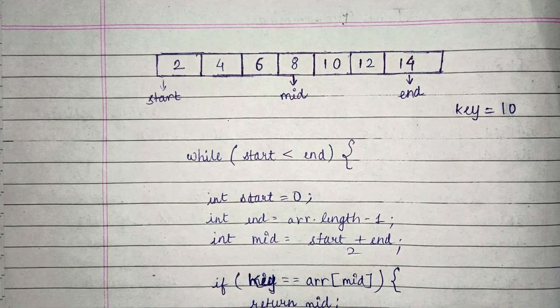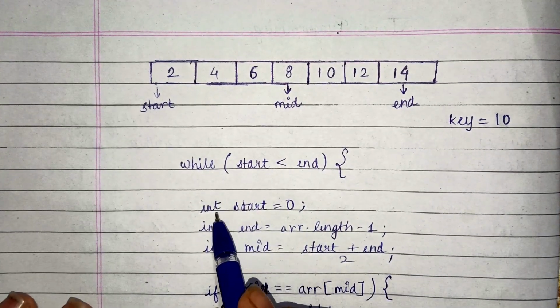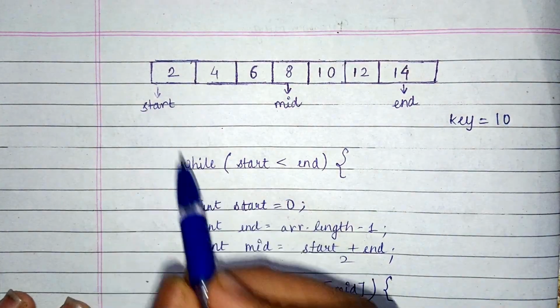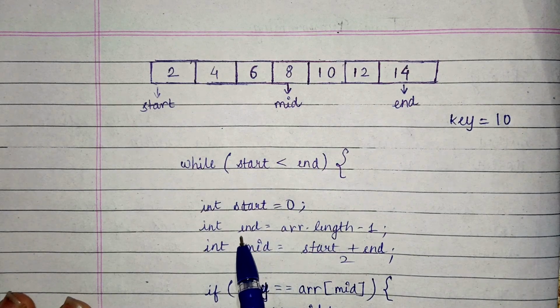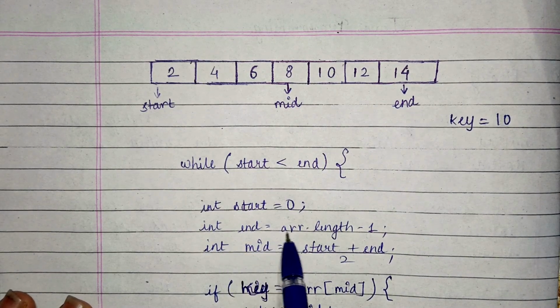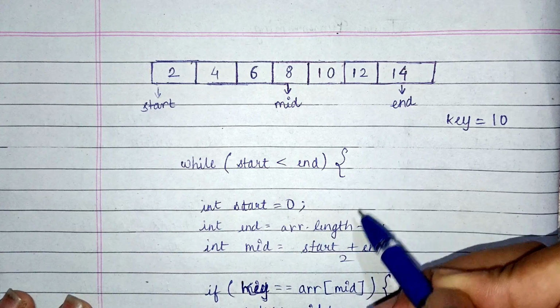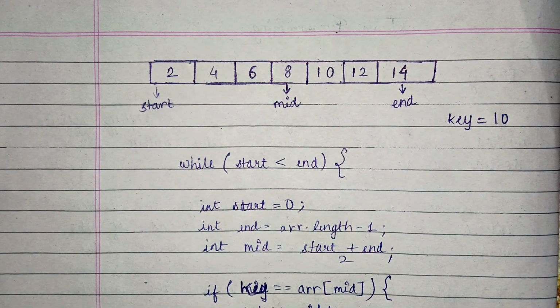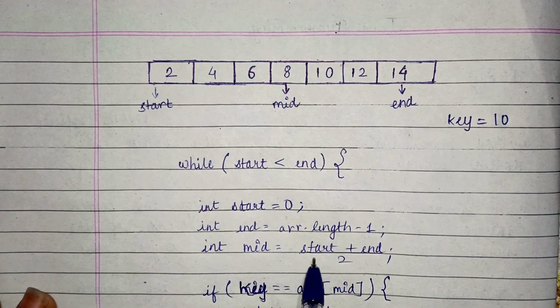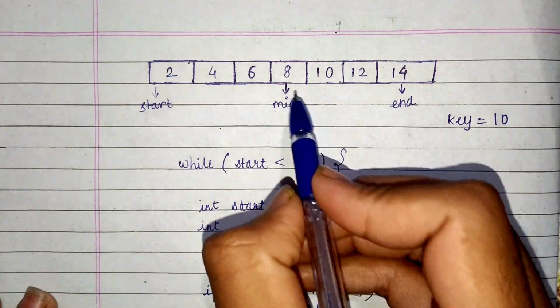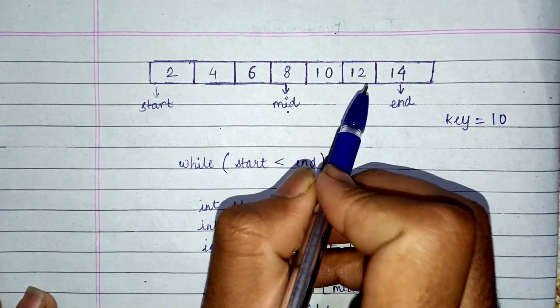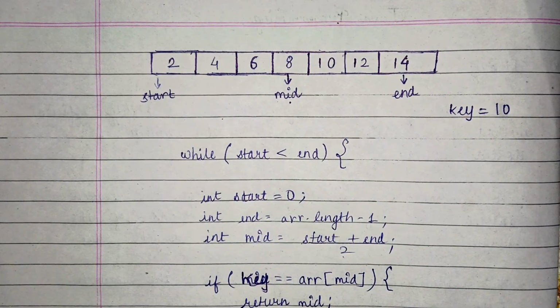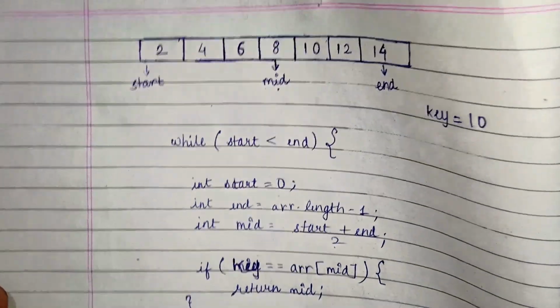Now the example. I have created start equal to 0 here, and the end value will be array length minus 1, meaning this. Now mid is equal to start plus end divided by 2, meaning this value. Now I'm checking the condition here.